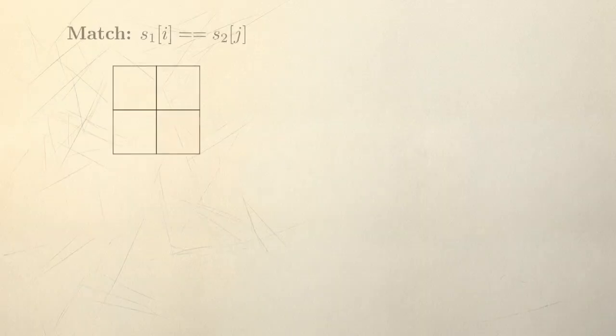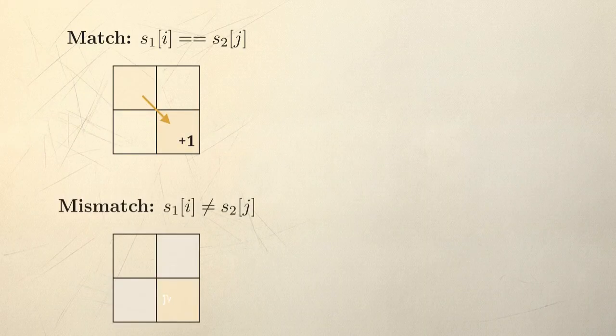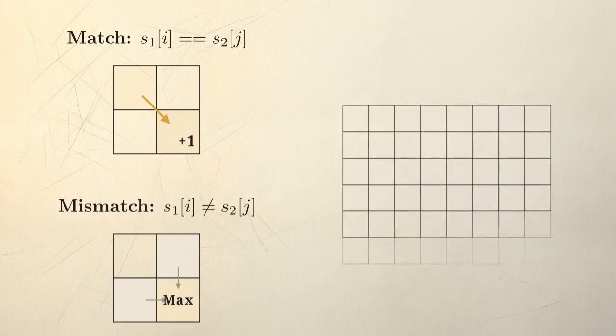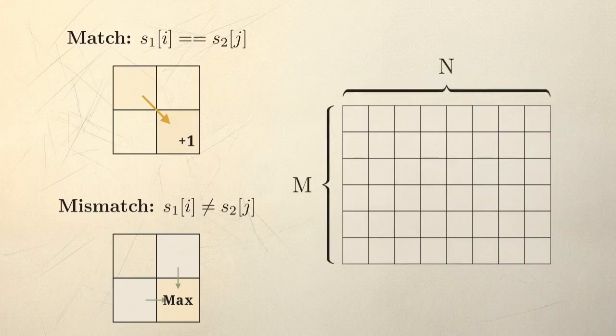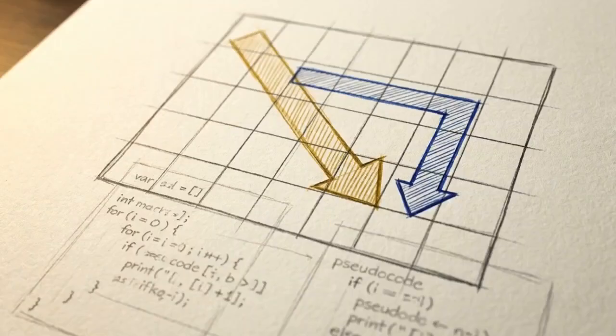This cheat sheet distills the logic. Matches, trace a diagonal arrow, add 1. Mismatches, trace up and left, take the maximum. Evaluating every character against each other bounds our time complexity by their lengths, O of m times n. Internalizing these simple geometric rules strips away the syntax and makes the logic behind the longest common subsequence permanent.